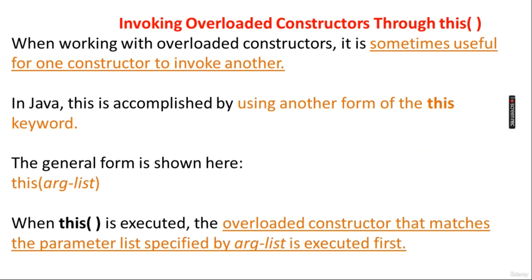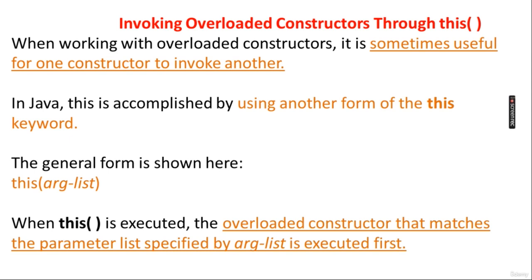Invoking an overloaded constructor through this. When working with overloaded constructors, it is sometimes useful for one constructor to invoke another. In Java, this is accomplished by using another form of the this keyword. Okay, so how do you invoke an overloaded constructor from the same class? This is accomplished using this. The general form is this(argument-list).